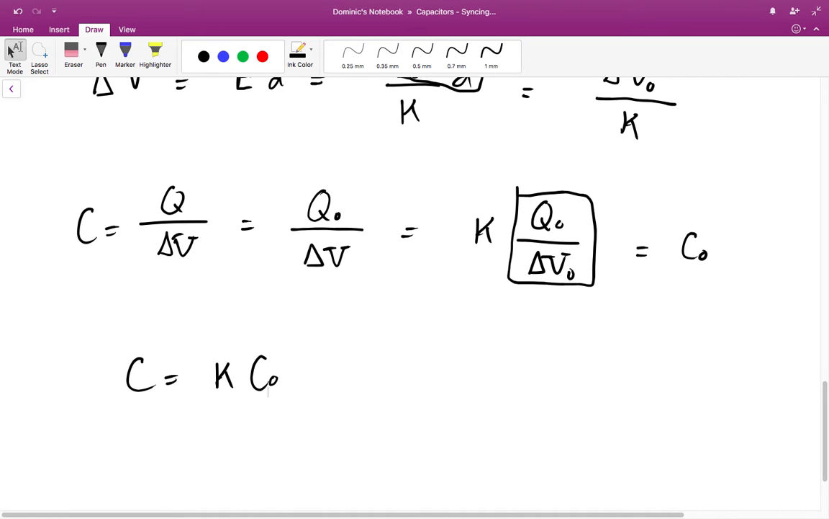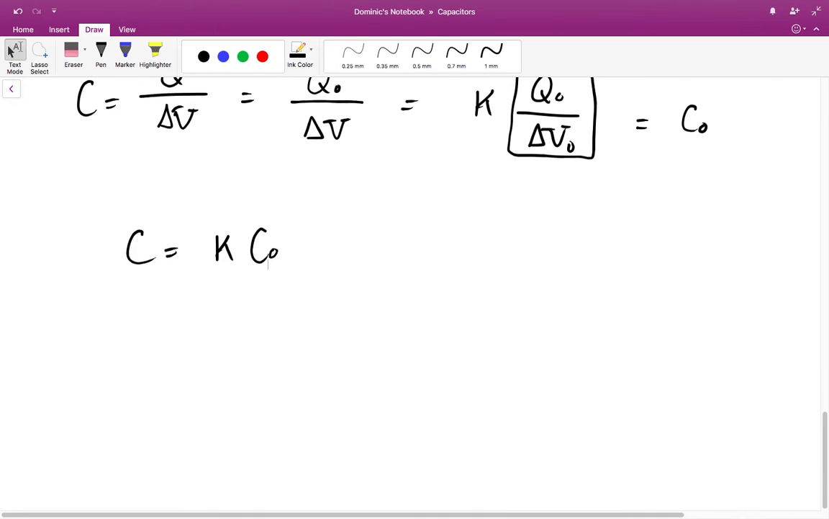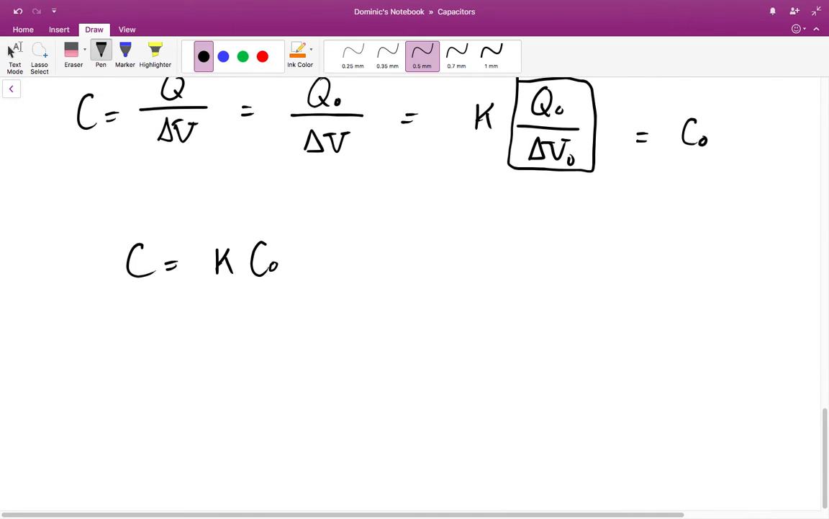So in the case that we just looked at, we disconnected the battery after we charged the capacitor, and then we inserted the dielectric. But what if we keep the battery connected? Okay, so in this case, we've got our battery.